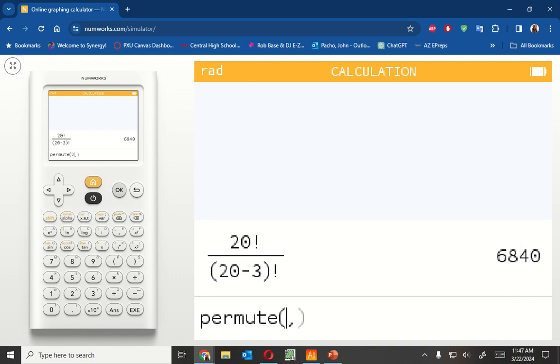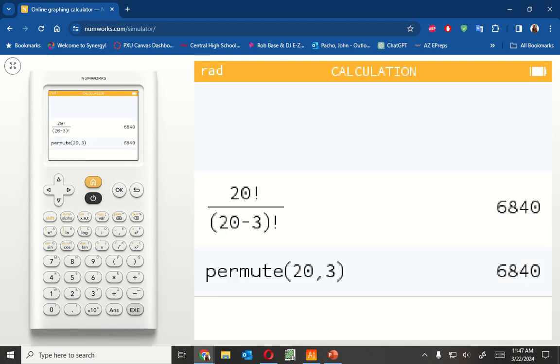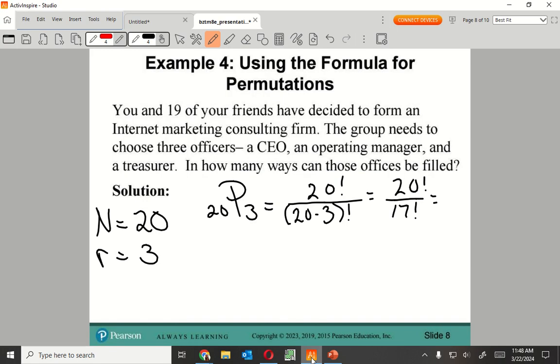So, if we were to do the permutation, I go 20, comma, and then 3. There we go. Very easy? Yeah. Okay. So, I know we're all paying attention again, right? Good. 6840.